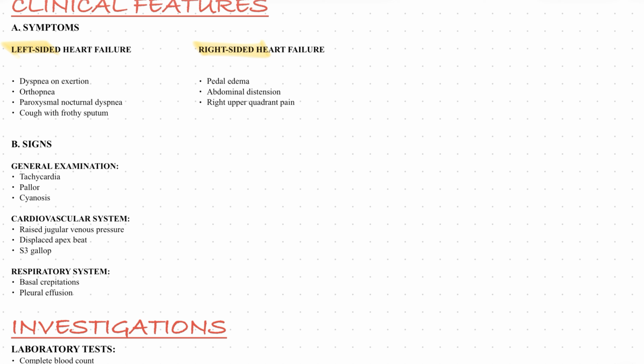You'll get confused, and in the exam you'll write right side to left side to right side, and the examiner will be like, he doesn't even know the actual clinical features. So don't get confused, okay? Left-sided, you are going to see dyspnea on exertion. These are typical left-sided heart failure features, okay? No need to confuse with the right side.